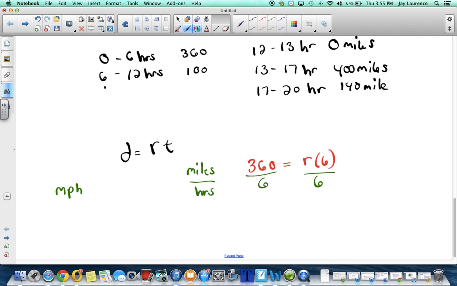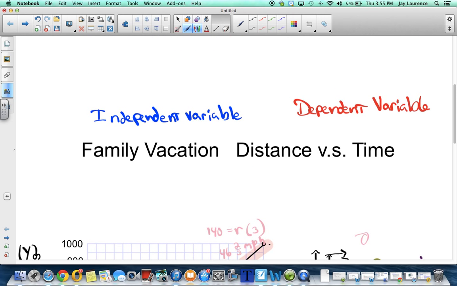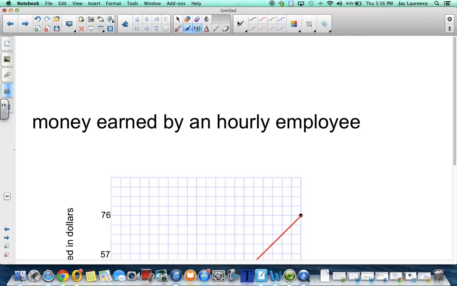All right, there's another graph I want to look at. Oops, where is my mouse? Can't seem to find it. All right, there we go.